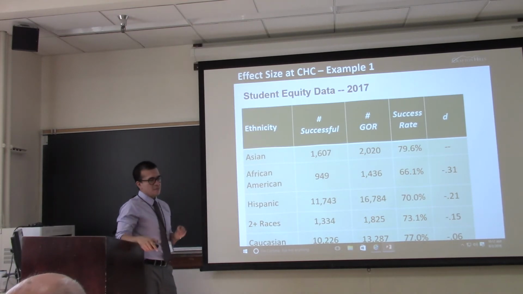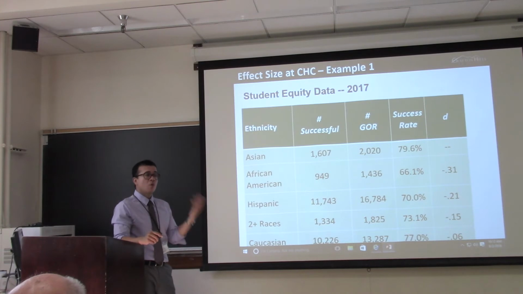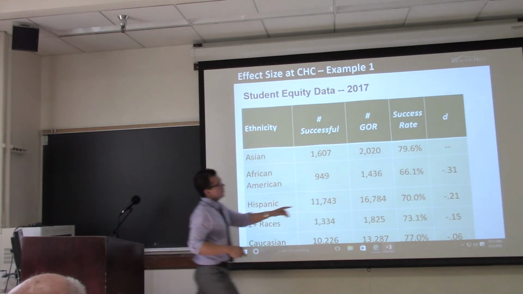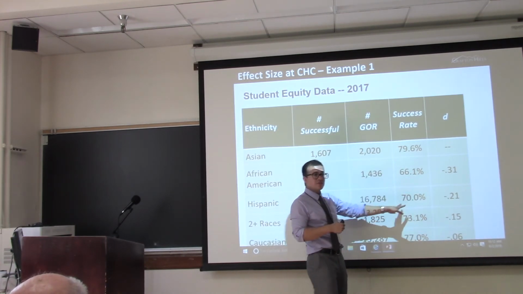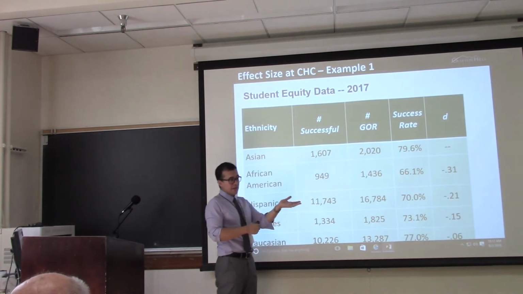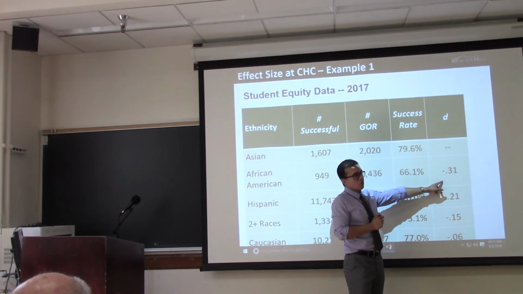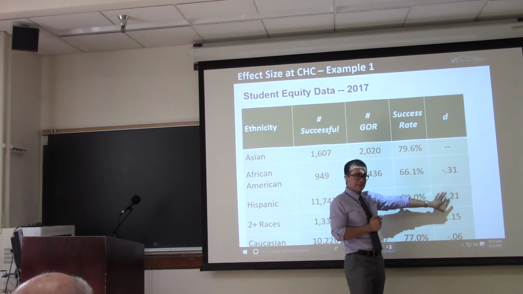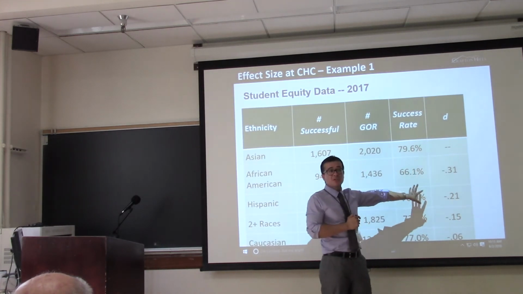This is an example stemming from equity data. Equity and diversity are critical to California community colleges. In fact, we're required to look at different matters related to equity. What you're looking at here is success rates, which is the percentage of grades earned by students that were C or better. So when we're presenting this information, oftentimes, well, always, we offer that effect size. And in fact, if I were to forget to offer this information, I would be called out.